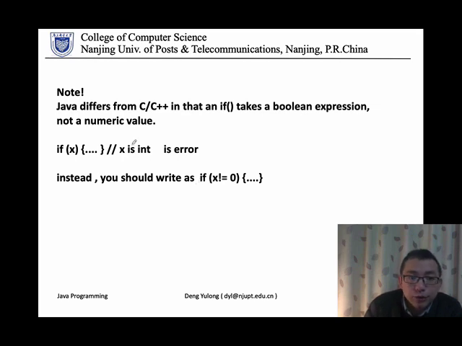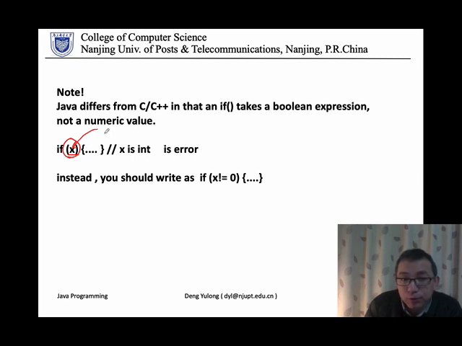Here's something I should make you know, that it's different from C or C++. Inside the if expression in C and C++, we can put an integer expression. If the integer is greater than 0, that means it's true. But in Java, you are not allowed to do this. This x must be a Boolean value.